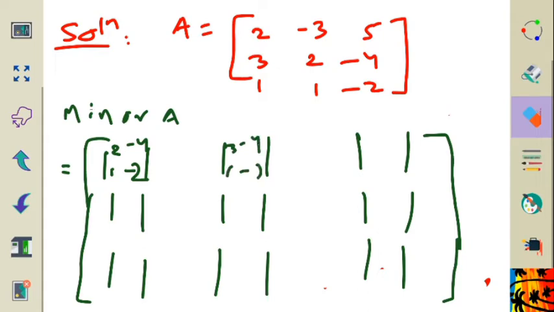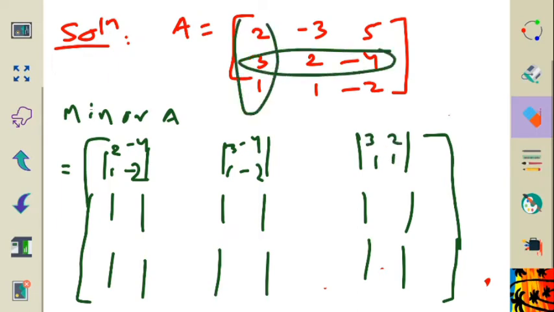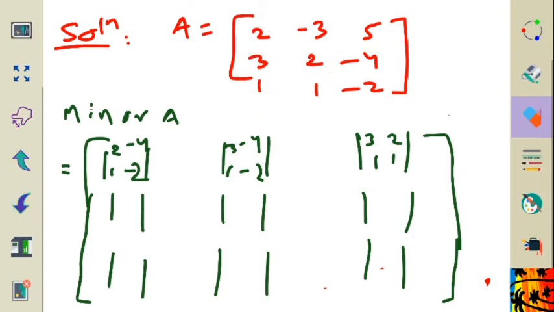Clear? Next, here also you remove this row and this column, write the remaining things, right? So this is 3, 2, 1 and 1. Similarly for this, you remove this row and this column, then what is left? This is minus 3, 5 and here 1, minus 2.